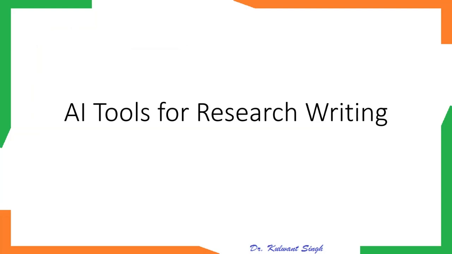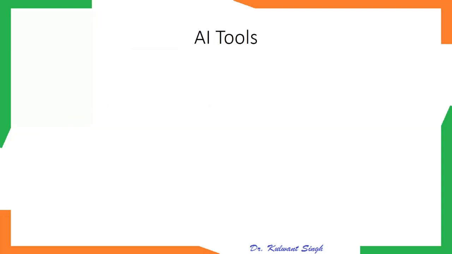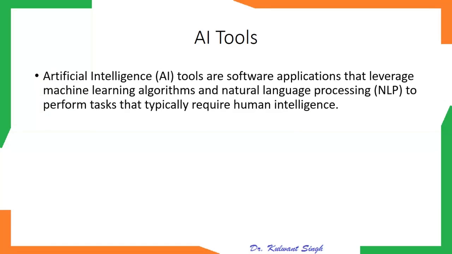Now, AI tools for research. First of all, we should be aware of what we mean by AI tools. AI tools are software applications based on machine learning algorithms and natural language processing, which we use to perform tasks that require human intelligence. Nothing else. It is very simple.